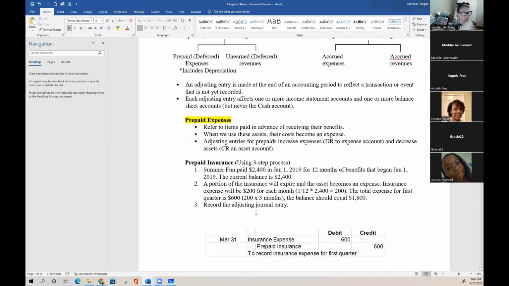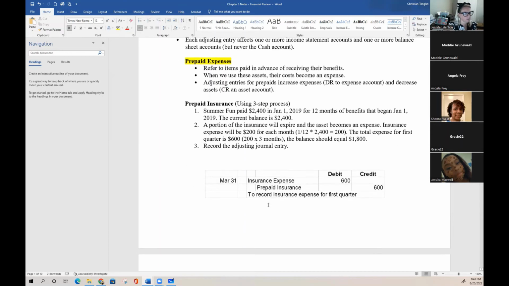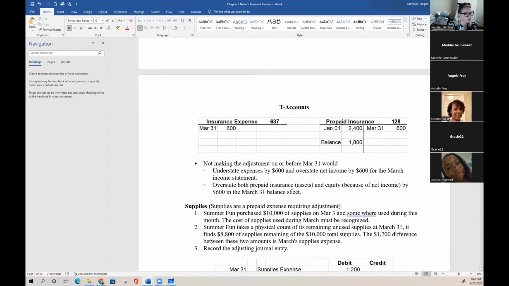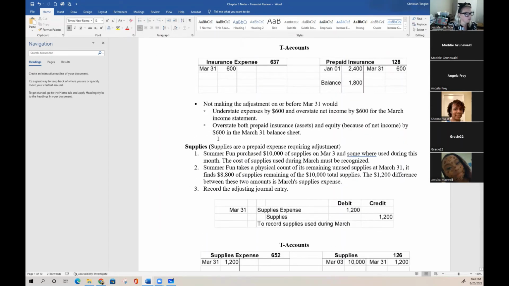So each time the quarter ends, if I do it quarterly, this is the entry I'm going to do, and I'm going to do it 4 times for that year. So that's what an adjustment is. So I'm basically adjusting my expense there, right? And I'm reducing an asset, which is my prepaid. Here's a T account, if this helps you understand what's happening. The T accounts can be helpful.